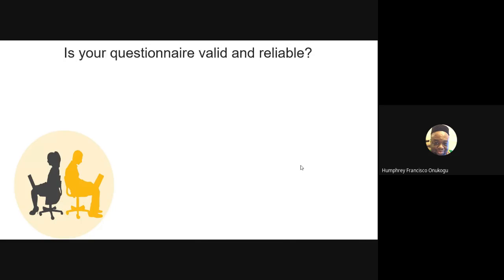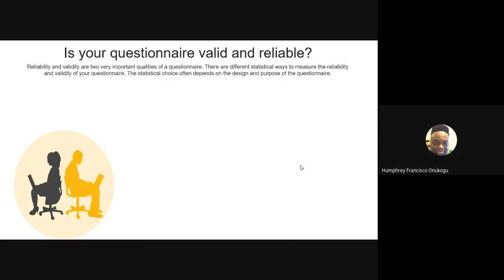From here, the question will now come: okay, now you have been able to get a good questionnaire. Is it valid and reliable? Reliability and validity are two important qualities of a questionnaire. There are different statistical ways to measure the reliability and validity of a questionnaire. The statistical choice often depends on the design and purpose of the questionnaire.